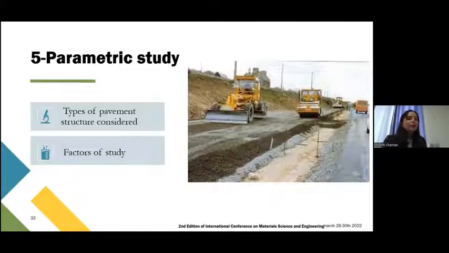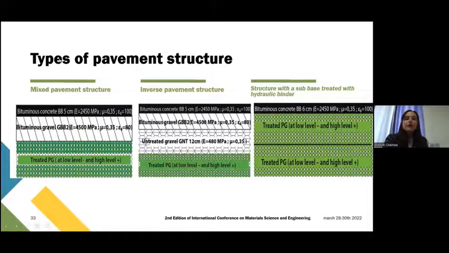That's why we've conducted a parametric study, and here are the types of pavement structure considered and factors of study. We considered 3 types of pavement structure: mixed pavement structure, inverse pavement structure, and structure with a subbase treated with hydraulic binder made of bituminous concrete and 2 layers of treated phosphogypsum at low level minus and high level plus.